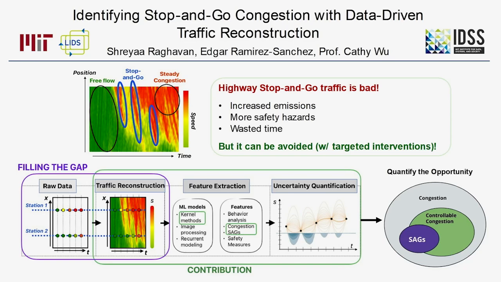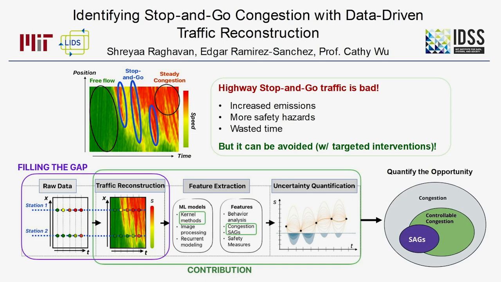We can actually visualize them in a snapshot of time and space as these jagged red slow speed stripes that are circled in blue. But the good news is that this type of traffic phenomenon can be avoided with targeted interventions. There's been a lot of work in using autonomous vehicles and other forms of smart infrastructure to smooth out traffic waves. So why haven't these technologies been deployed? The main concern is that the data to identify when and where these events occur is way too sparse.